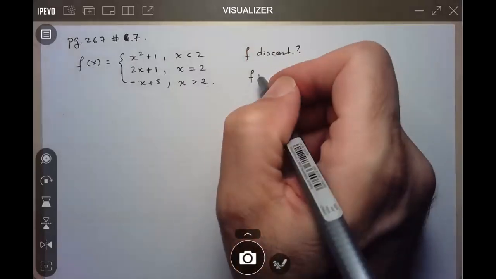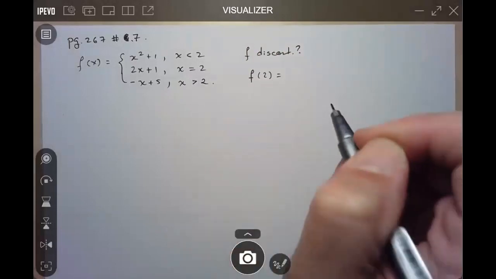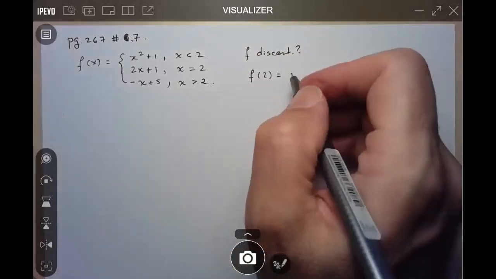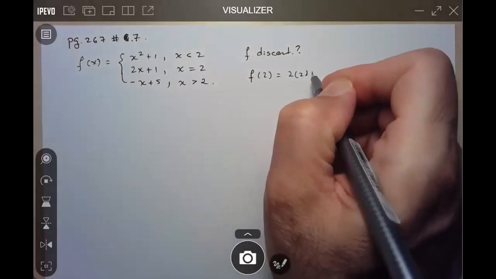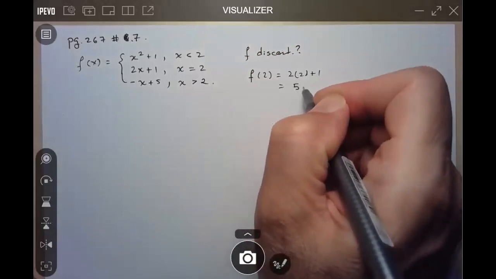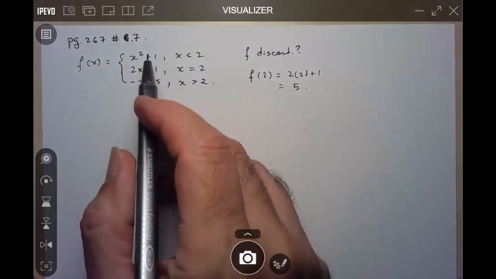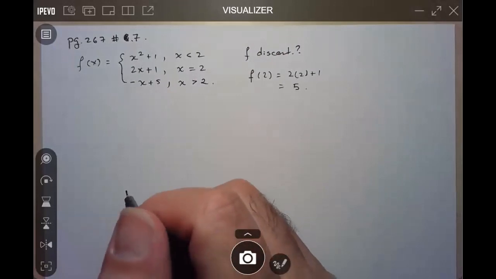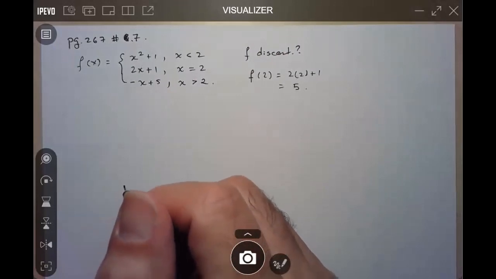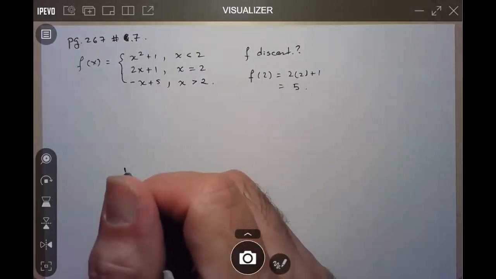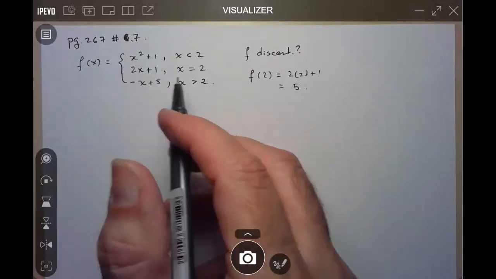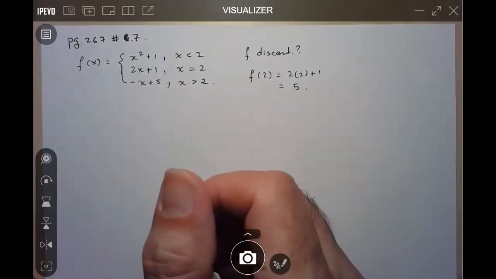I'll calculate the function value first. So f at 2, for continuity, that does matter. We have 2 times 2 plus 1, so that's equal to 5. Okay. So now in terms of checking whether it has a limit, this is where we have to check the left and right-handed limits to see if they're going to be equal. And not only do they have to be equal, they have to be equal to the function value.